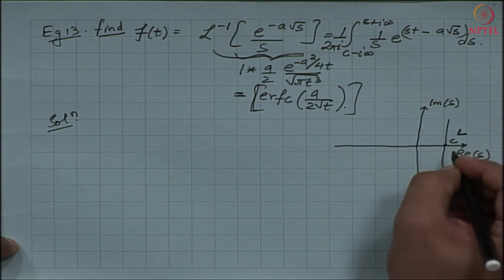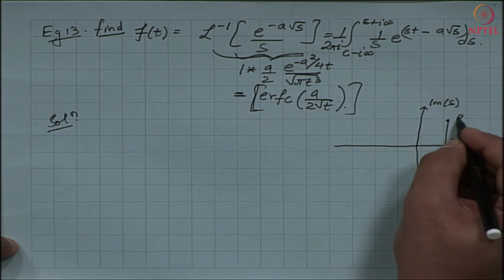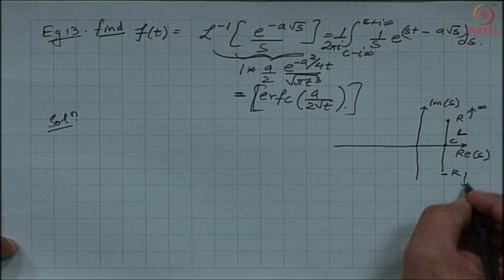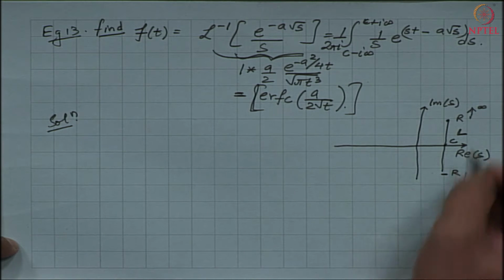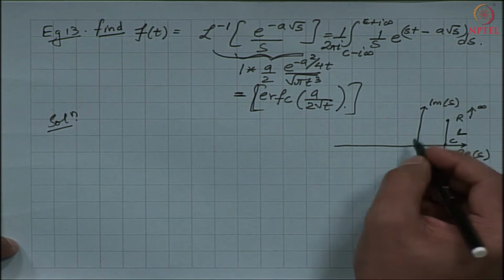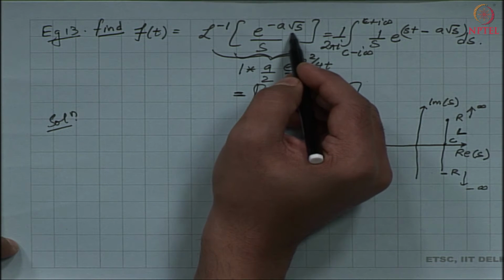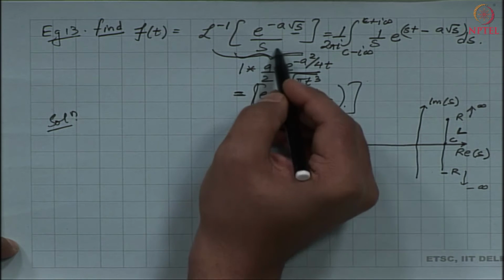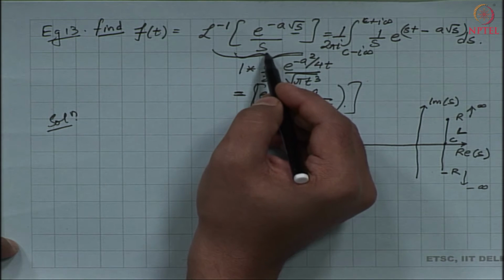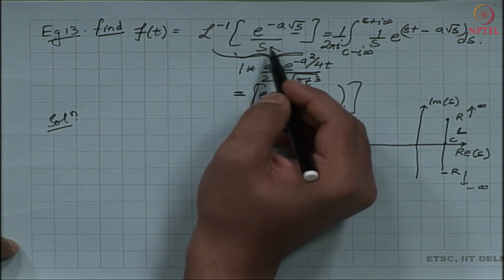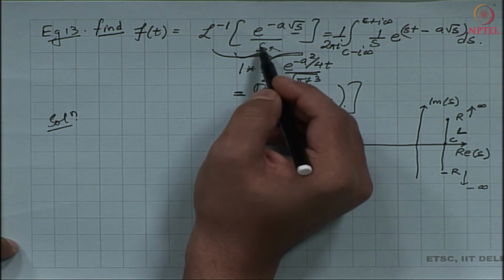So, this is the point C and this is from point R to R, where R goes from negative R to R, where this goes to minus infinity and this goes to infinity. And notice that in this inverse transform I have a square root function which is sitting, and also that we have 1 by s function, which is sitting in the denominator.